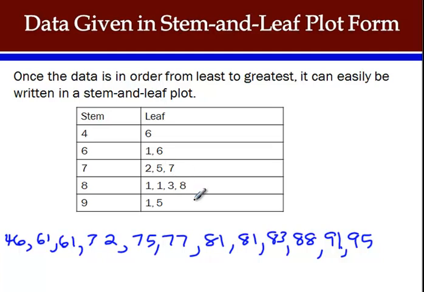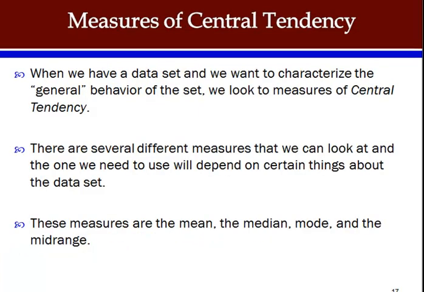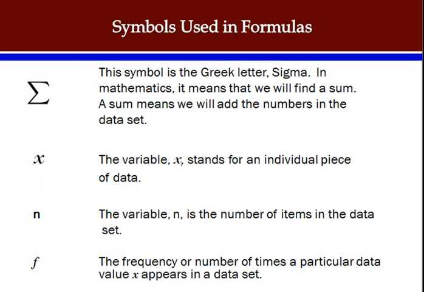Now, as we start to talk about measures of central tendency, what we're trying to do is characterize the general behavior of the set of numbers, and we'll look to these central tendency measures to help us do that. There are several different measures that we can look at, and the one that we really need to use will depend on certain things about the data set. So we've got mean, median, mode, and mid-range that we want to look at for our data sets.